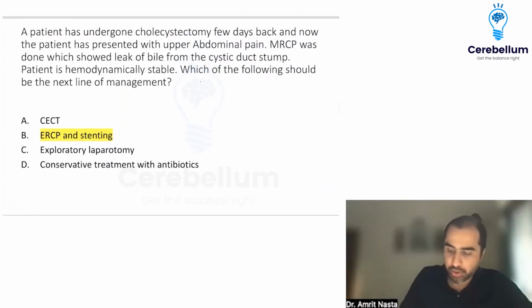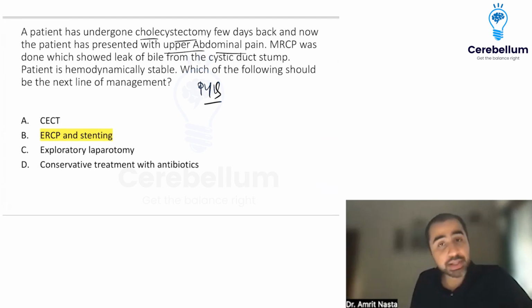Okay, this is a PYQ. I think we discussed this in class also. It came 2-3 years ago. The patient underwent cholecystectomy. Now he comes with upper abdominal pain, which means he has an acute bile duct injury. MRCP showed a leak from the cystic duct stump. What type of injury is this? This is type A bile duct injury. He is stable. The next line of management will be ERC.